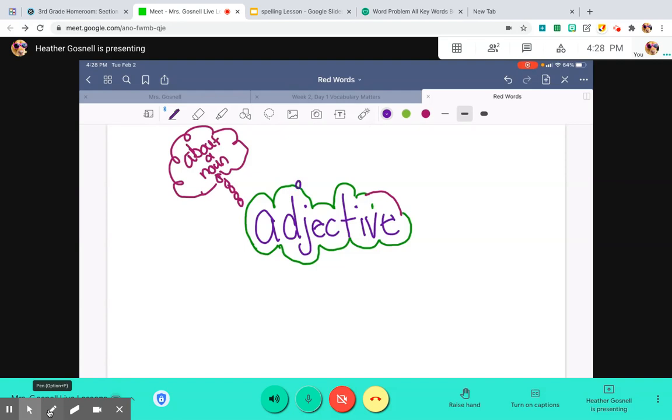Like, what color? What kind of shirt? Oh, it's a blue shirt. Right? Like color. Color words are adjectives. White. Bluish. It's a bluish color shirt. Right? Then we have, oh, there's more, my friends.